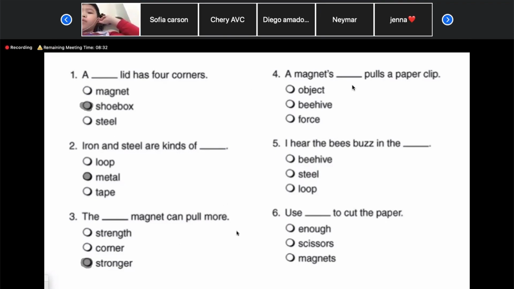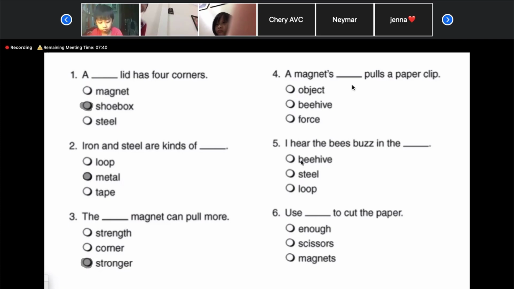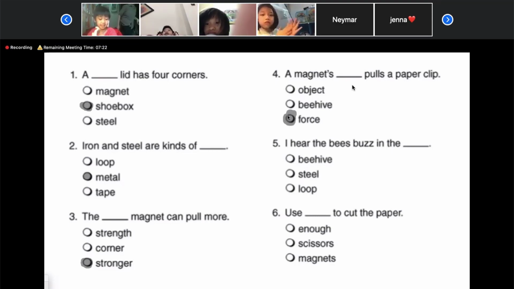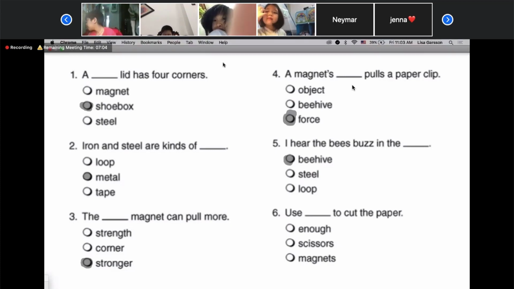Okay. All right, number 4. A magnet's blank pulls a paper clip. Maradona, a magnet's object pulls a paper clip, a magnet's beehive pulls a paper clip, or a magnet's force pulls a paper clip? A magnet's force. Good job. The magnet's force pulls the paper clip. And I hear the bees buzz in the what, Cherry? I hear the bee buzz in the beehive. Very good. Bees buzz in a beehive.